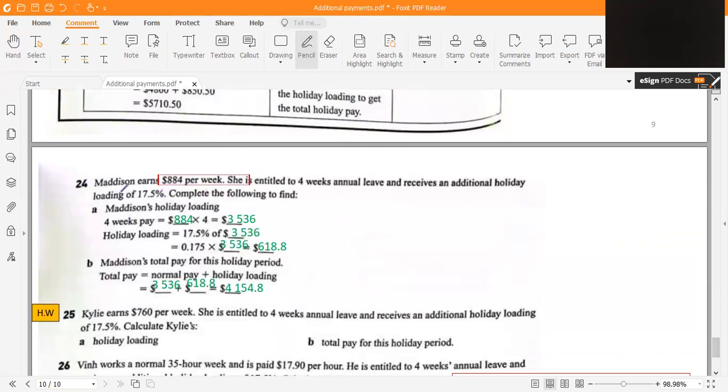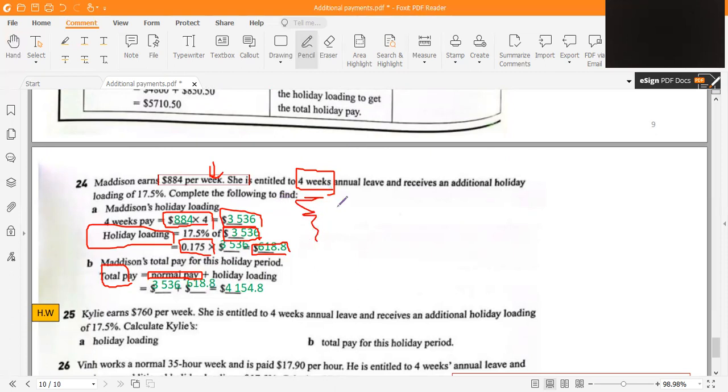So it is easy to calculate using the following exercises. Madison earns $184 per week. So first we find the 4 weeks payment by multiplying the weekly payment by 4. Then to compute the holiday loading, we multiply the 4 weeks payment by 17.5%, which is equal to 0.175. So in this case, to obtain the total payment, we add the normal payment.